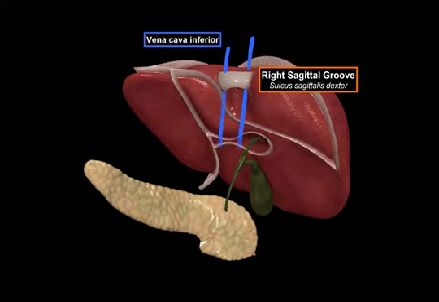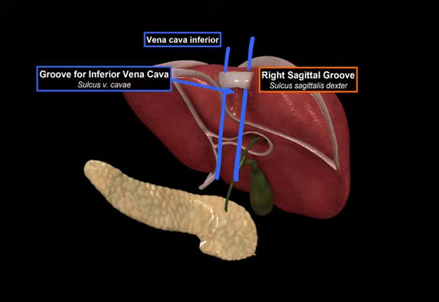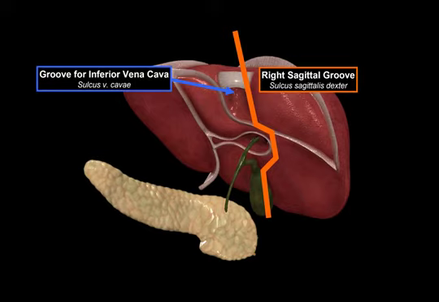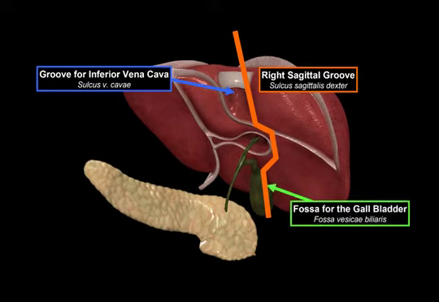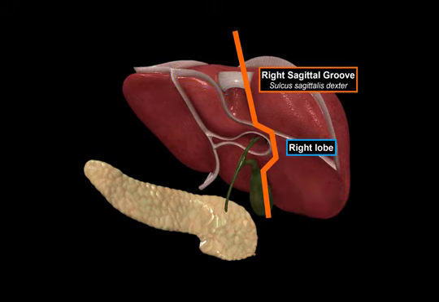And here I want you to imagine the inferior vena cava running in this direction, forming the groove for the inferior vena cava, right? So the right sagittal groove goes like that. It is formed by the fossa for the gallbladder down here, and it's also formed by the fossa for the inferior vena cava. So that's the right sagittal groove. It separates the right lobe from all other lobes you will find on the posterior view of the liver.